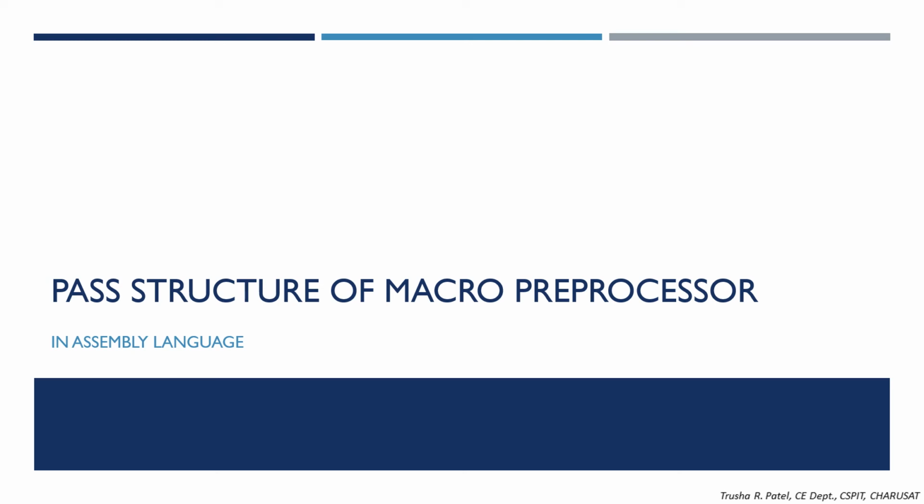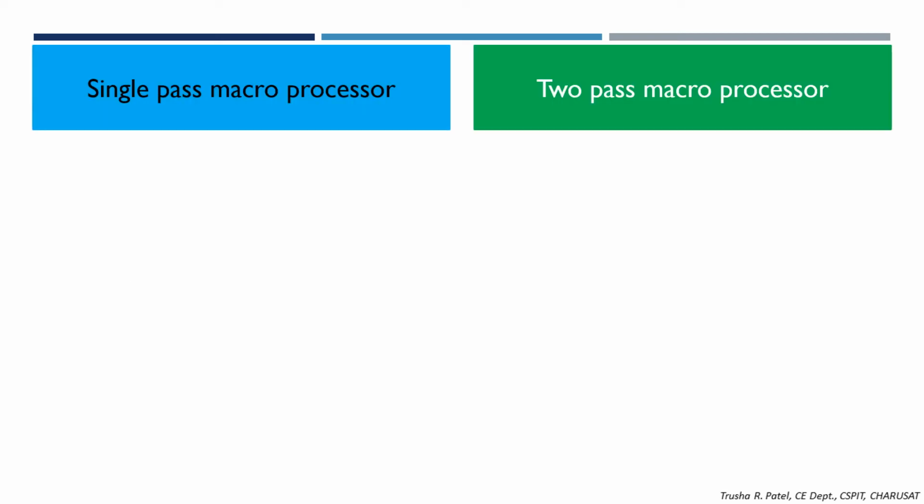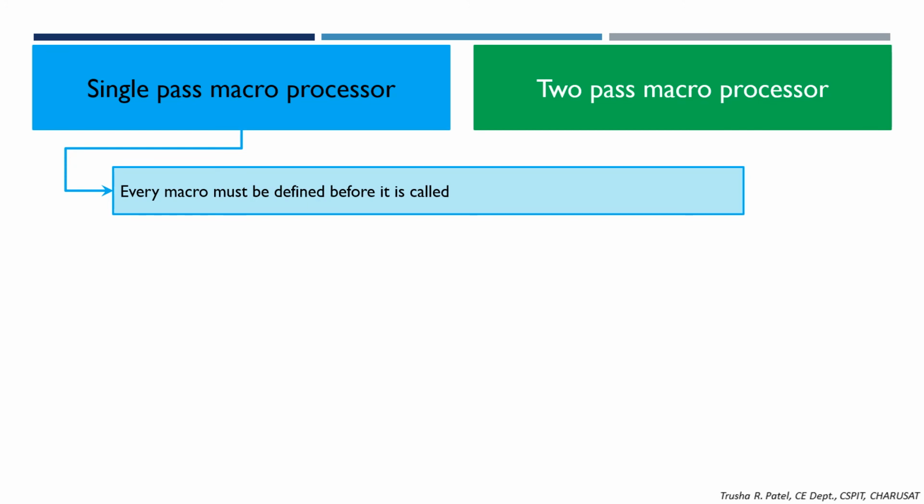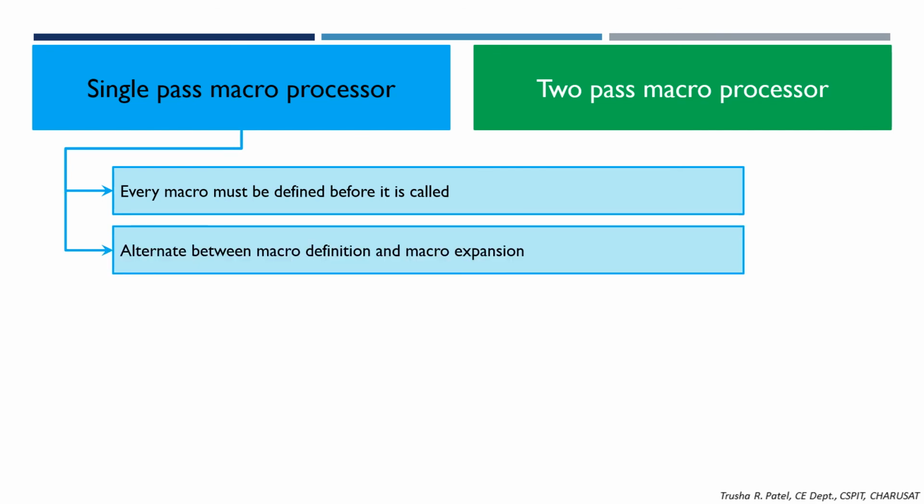Now next is the pass structure of the macro preprocessor. There are two possibilities: the single pass macro preprocessor and the two pass macro preprocessor. Now in case of the single pass, every macro must be defined before its call. Next, the macro preprocessor will alternate between the macro definition and the macro expansion. That means during the processing of the program, it will do both things consecutively.